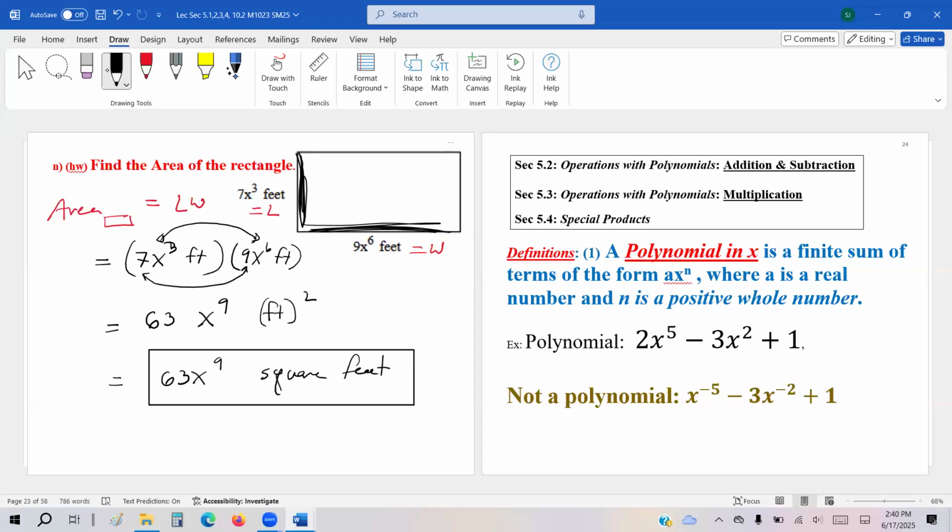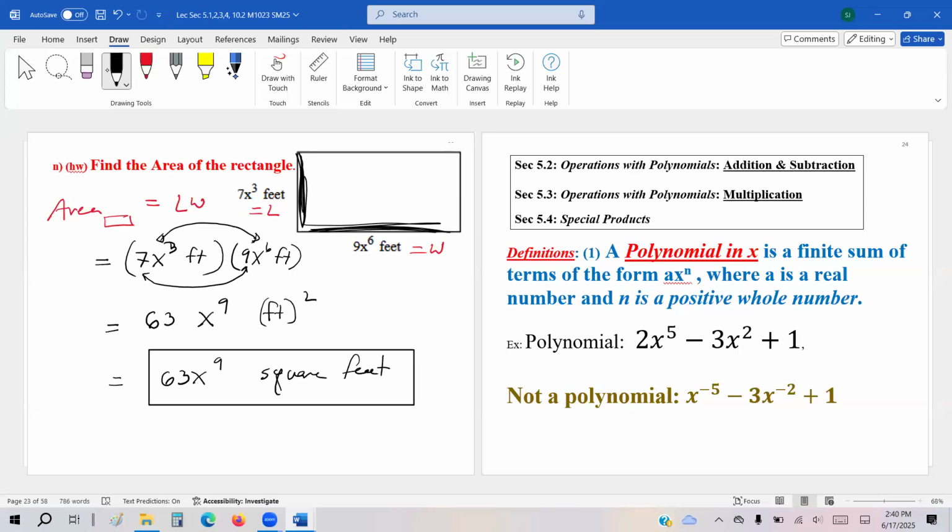A polynomial is a finite sum of terms in the form of a times x to the n, where n is a whole number, a natural number. If you have a fraction, it's not a polynomial. If you have a decimal on the power, it's not a polynomial. If you have a negative power, it's not a polynomial. So the only thing a polynomial can have on the power is a positive whole number.